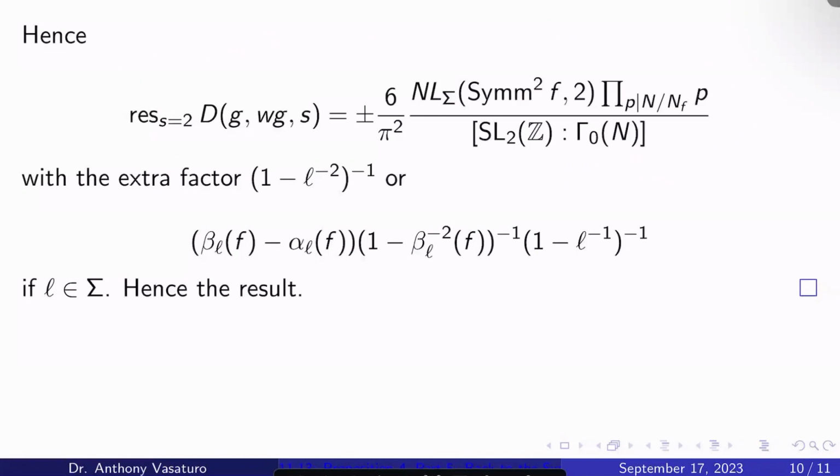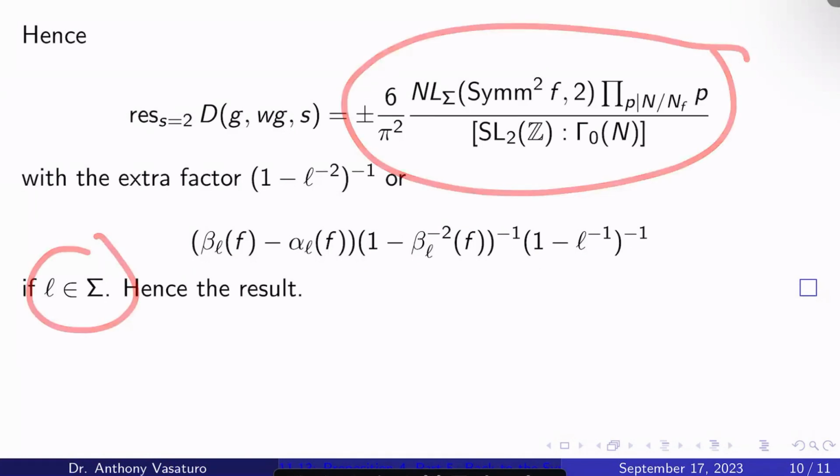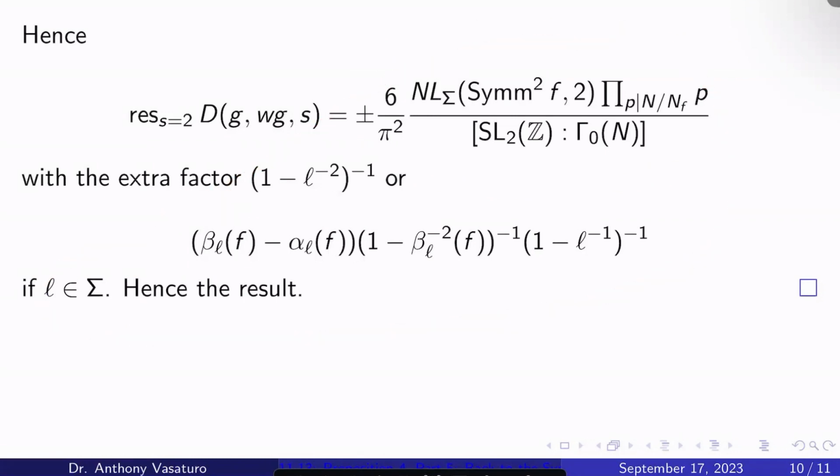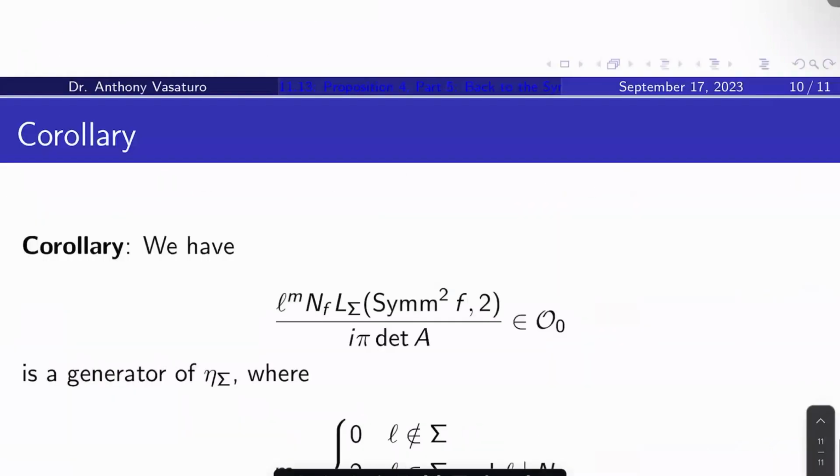Okay, and then there might be an extra factor here of 1 minus L to the negative second to the minus first, or that beta sub L of f minus alpha sub L of f times 1 minus beta sub L negative second f inverse times 1 minus L to the negative first inverse if L is in sigma. Okay, so it depends basically on whether or not L is in sigma what that extra factor on the end here is. Okay, but if you actually then just take all of this and plug it in for the residue at s equals 2 of d of G, W, G, s, you find that you just end up with the formula we're trying to prove. Okay, and so that's an exercise that I'll let you do.